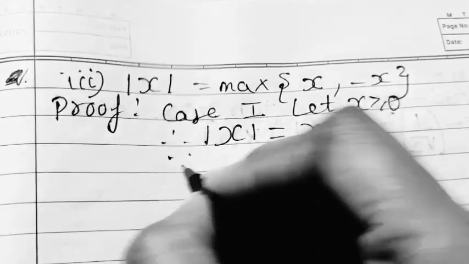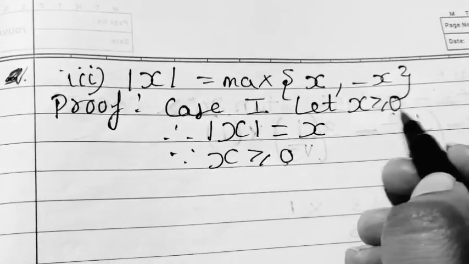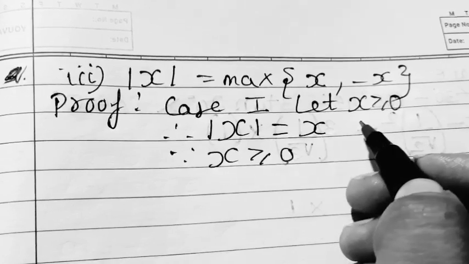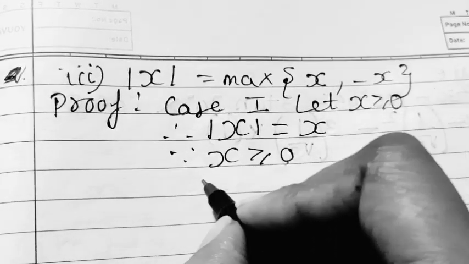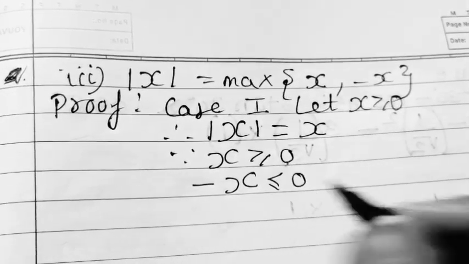Now since x is greater than or equal to 0, what I can say is that minus x will be less than or equal to 0.